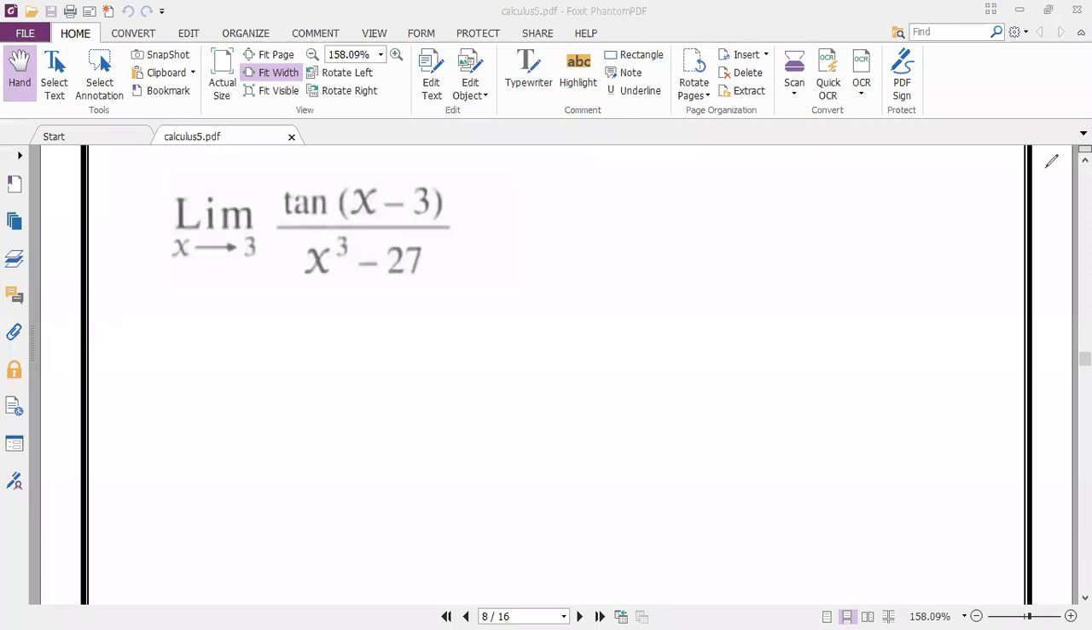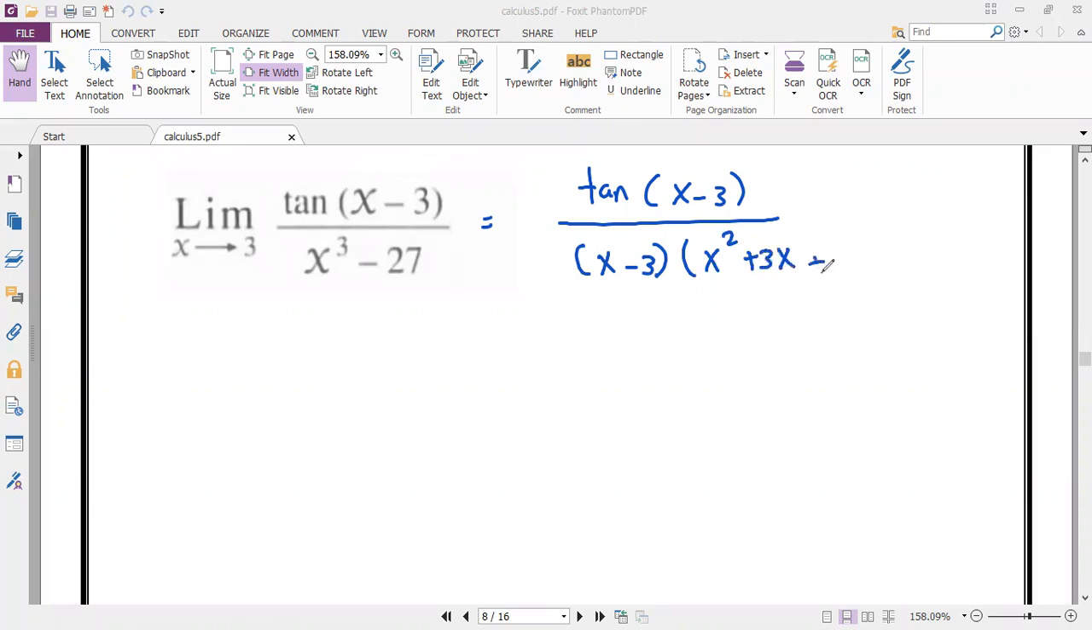Sometimes we factorize. Here I have tan of x minus 3 over x cubed minus 27. So it's tan of x minus 3, and down we have x cubed minus 27. We are going to factorize it as the difference between two cubes. So that is going to be x minus 3 multiplied by x squared plus 3x plus 9.